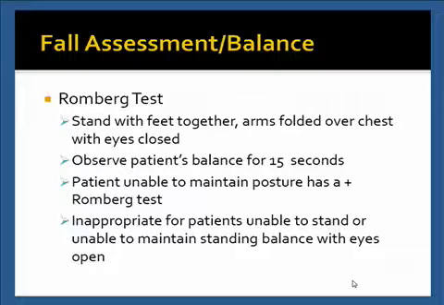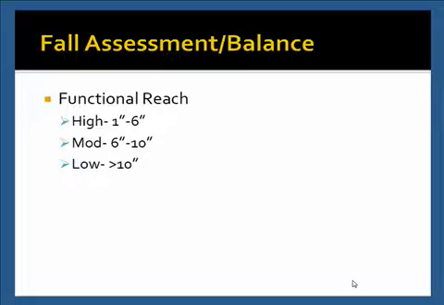If the patient is unable to stand, first of all, they better be able to stand with their eyes open in this position before you ever try to have them stand with their eyes closed. But if they can stand with their eyes open, then you have them close their eyes. If they can stand for 15 seconds, then they have a negative Romberg. If they can't, then their Romberg is classified as positive. Once again, it's inappropriate for patients unable to stand or unable to maintain standing balance with their eyes open. That's the Romberg test.